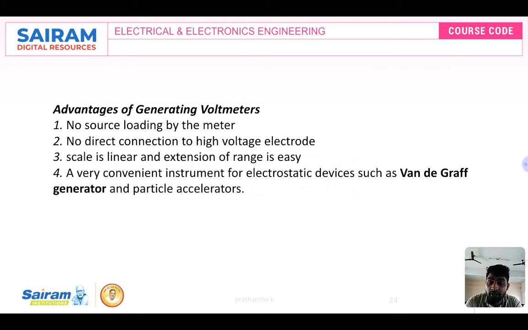And the scale is linear, and extension up to the range is easy. So if you want to extend the readings, the voltmeter range will be high, so you can use this, and you can increase the scale. You can add readings also. It is also a very convenient instrument for electrostatic devices such as the Van de Graaff generator and particle accelerator. The Van de Graaff generator is used to generate high voltage DC, and the particle accelerator also can use this generating voltmeter.